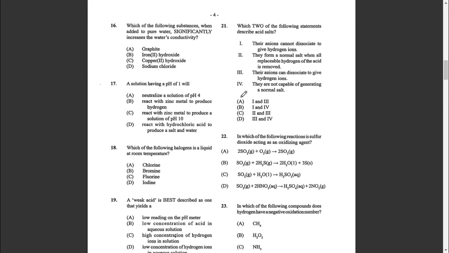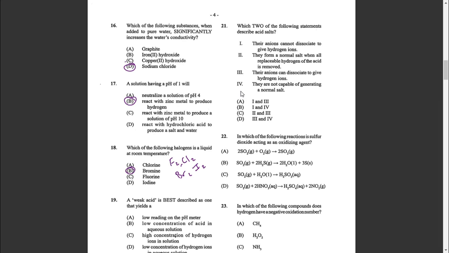16. Which of the following substances, when added to pure water, significantly increases the water's conductivity? And that would be sodium chloride. 17. A solution having a pH of 1 will react with zinc metal to produce hydrogen, and that's B. 18. Which of the following halogens is a liquid at room temperature? Fluorine is a gas, chlorine is also a gas, bromine is a liquid, iodine is a solid, so it's bromine.